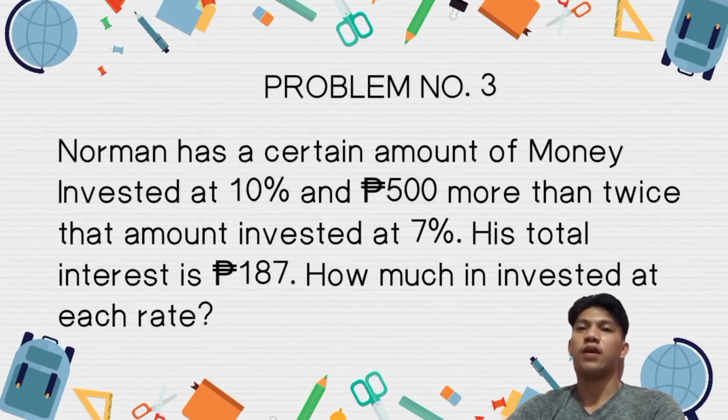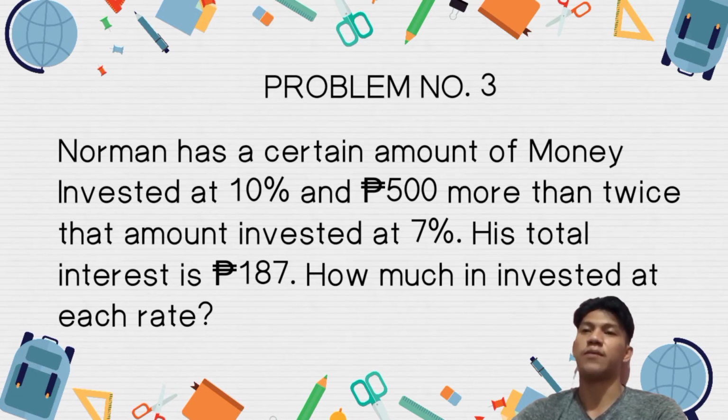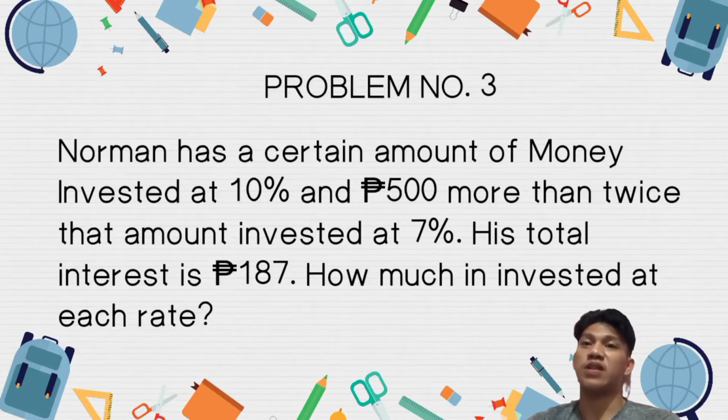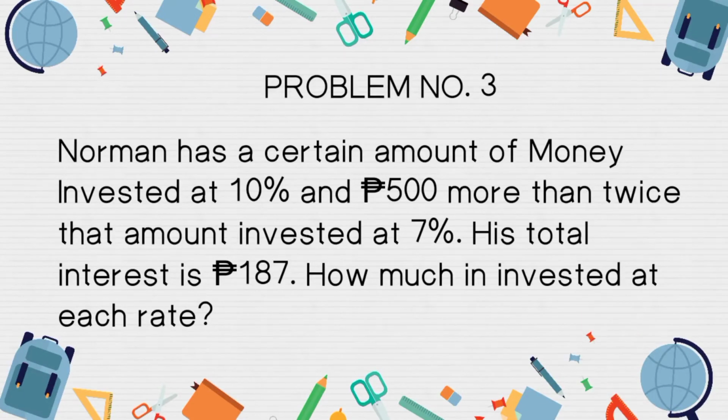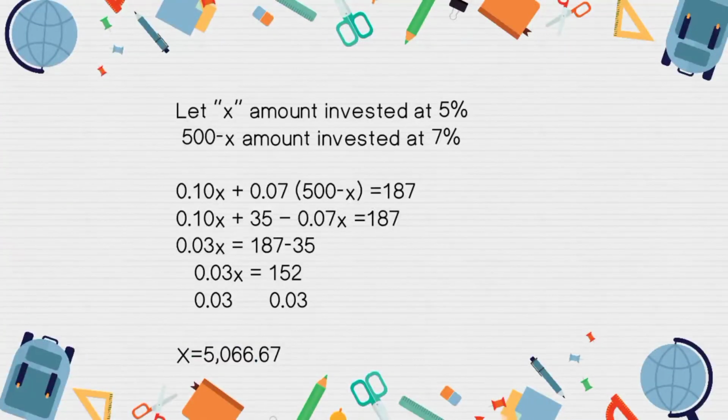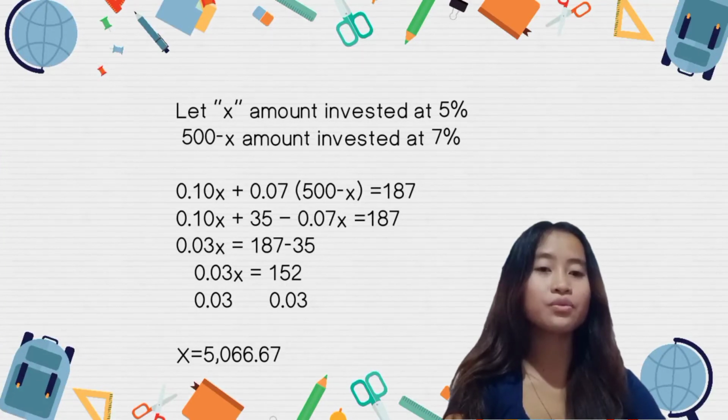Problem number 3. Norman has a certain amount of money invested at 10% and 500 more than twice that amount invested at 7%. His total interest is 187 pesos. How much is invested at each rate? Here is the solution of problem 3.